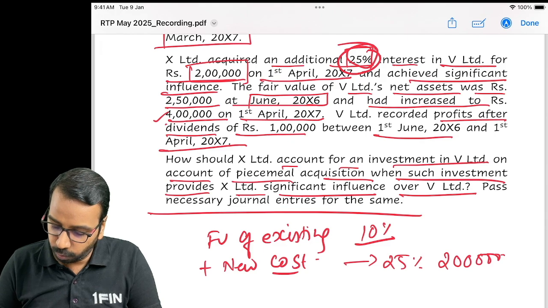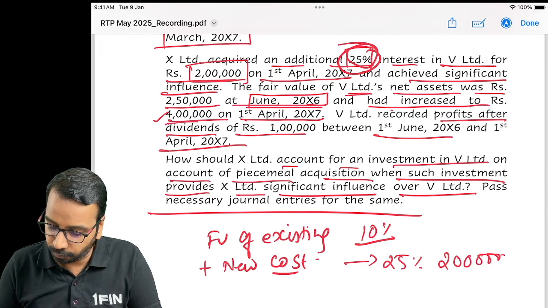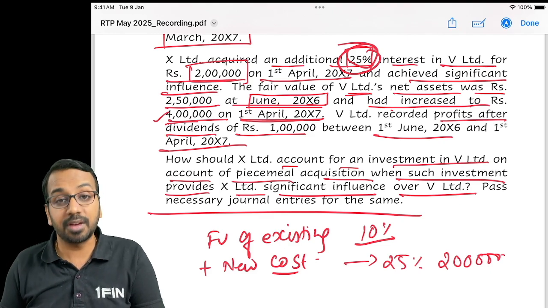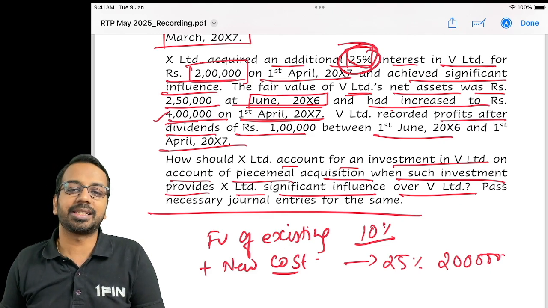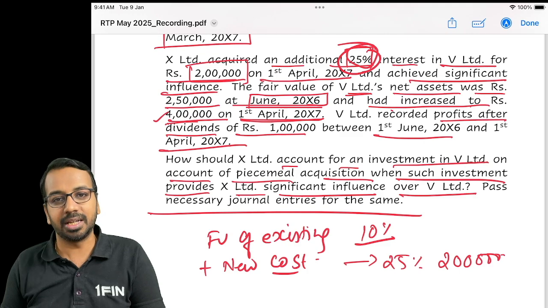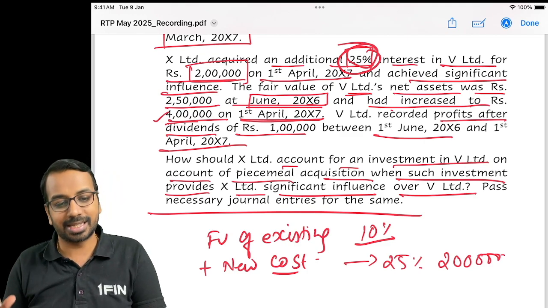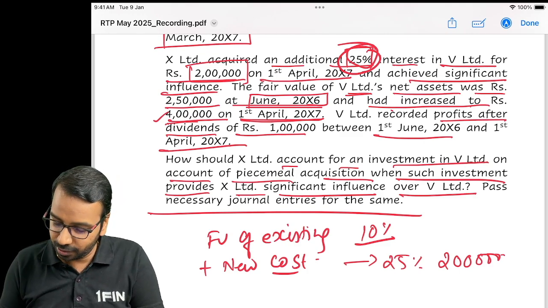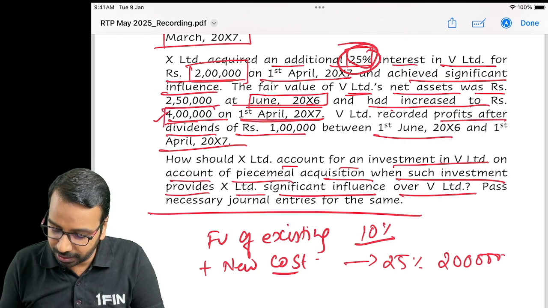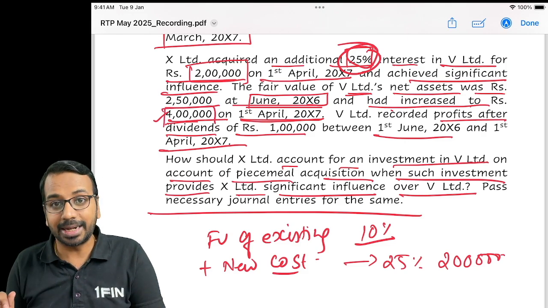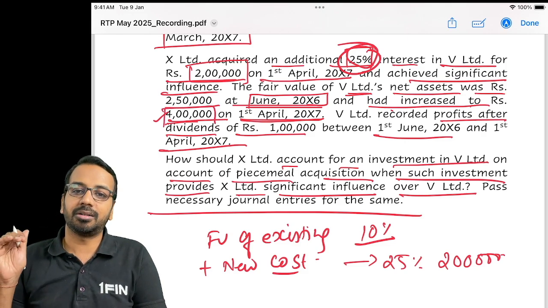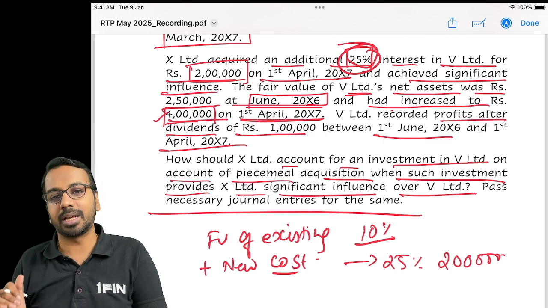And the fair value was 2,50,000 at June year 6 for V Limited and had increased to rupees 4 lakhs on 1st of April. Now, why is this fair value given? Fair value of net assets is given for us to calculate whether there is goodwill or whether there is capital reserve. Okay. So, what is the fair value? Fair value on 1st of April is 4 lakhs. So, on that date, when we calculate the goodwill or capital reserve, we will consider 4 lakhs.